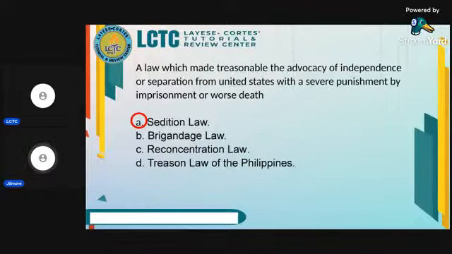Here, a law which made treasonable the advocacy of independence or separation from the United States with a severe punishment by imprisonment or worse, death. Sedition law. Now, I've read a reviewer, and their answer for this one is the brigandage law. The brigandage law is applicable only to those people found associated with groups advocating independence, who are called bandidos, bandits. The reconcentration law is a law whereby communities are settled in one place. That's reconcentration law. Treason law of the Philippines, that's the sedition law.